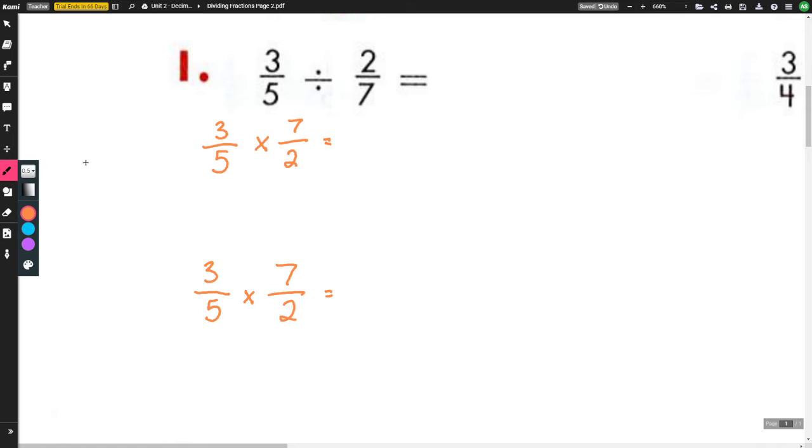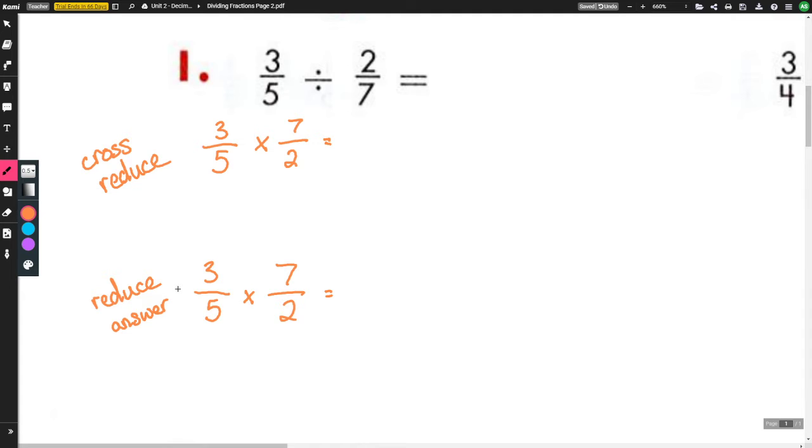So this top one, we're going to cross reduce. And this bottom one, we're going to reduce afterward, basically reducing the answer. I prefer cross reducing just because it makes multiplication way easier in the long run. And who knows, we might not even need to cross reduce or reduce our answer. In order to cross reduce or reduce our answer, what we have to do is find the greatest common factor that goes into both numbers.